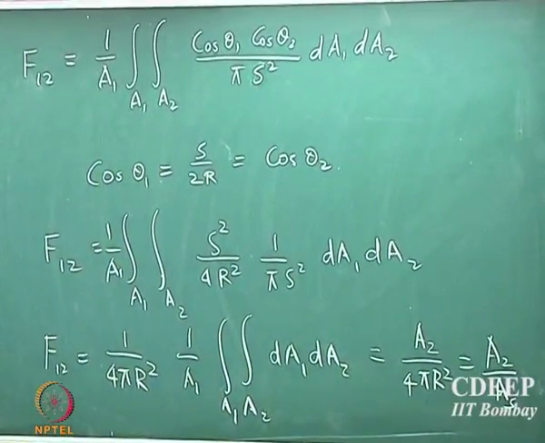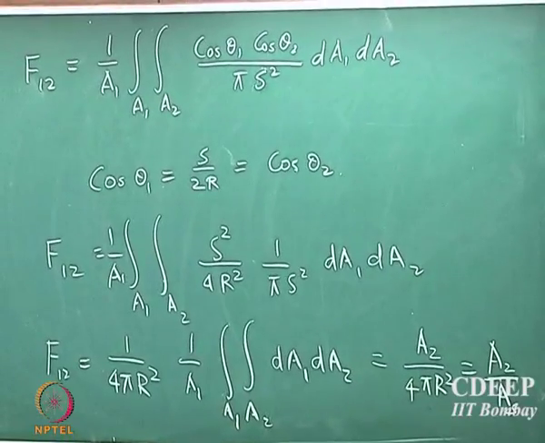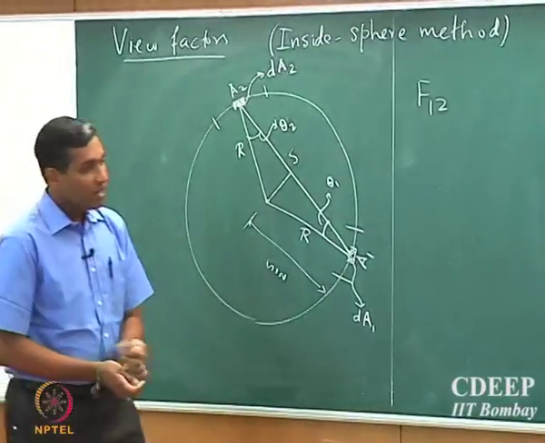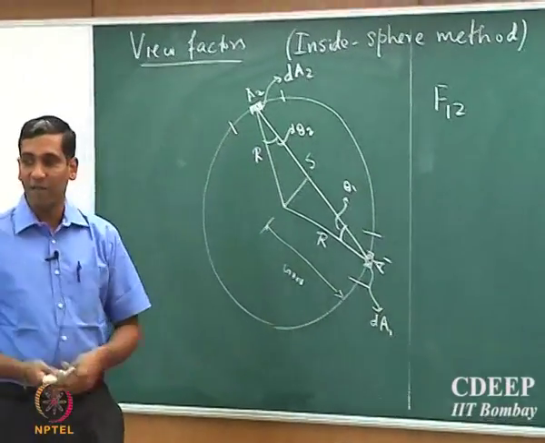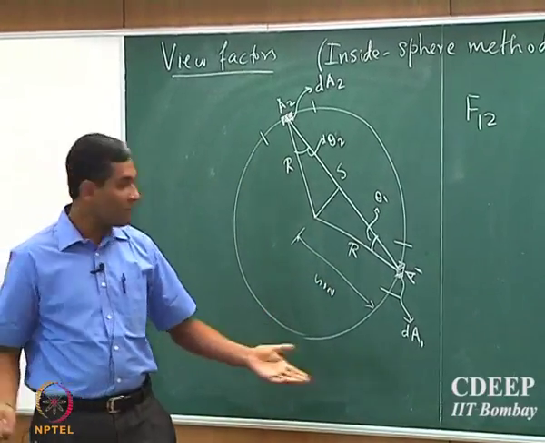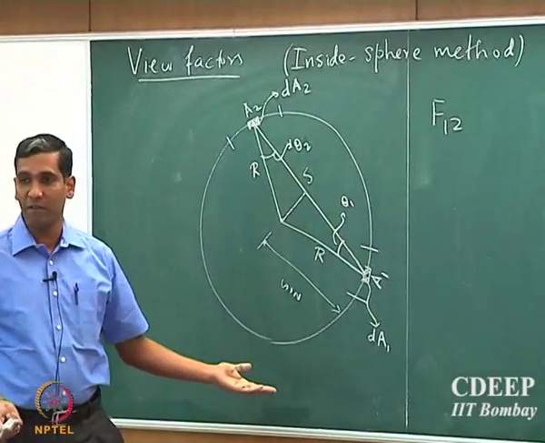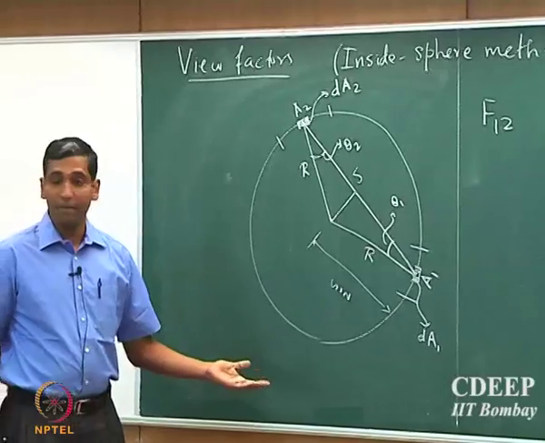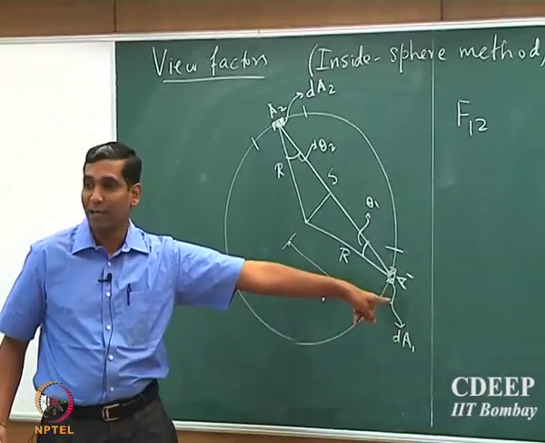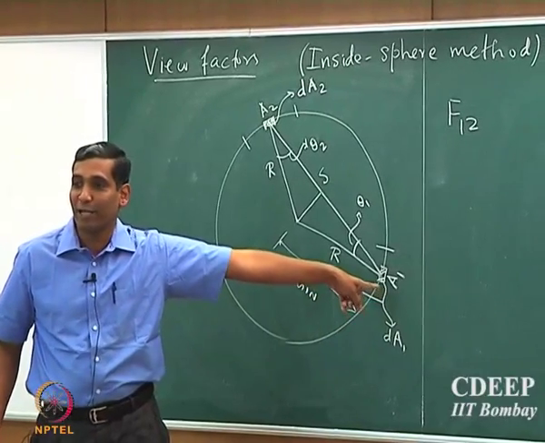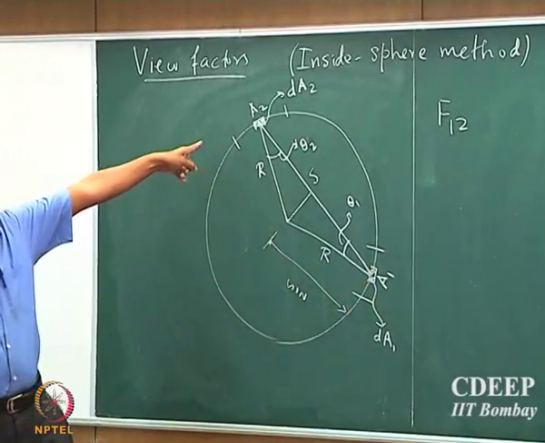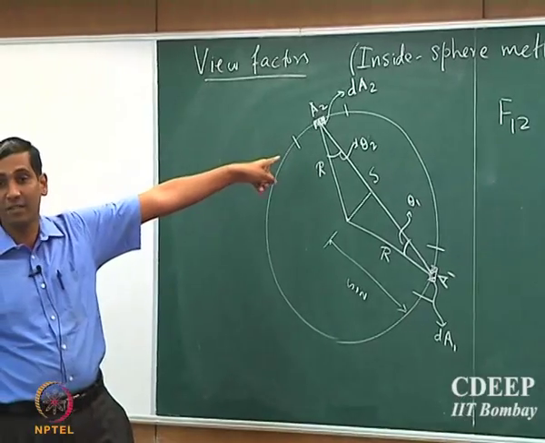So that's an interesting formula. Note that the view factor F12 is now completely independent of where these two are located. It's independent of where these two are located along the surface, and not just that, it depends only on the receiving surface area. So it's independent of the size of the surface which is emitting, and it depends only on the surface area of the receiving surface.